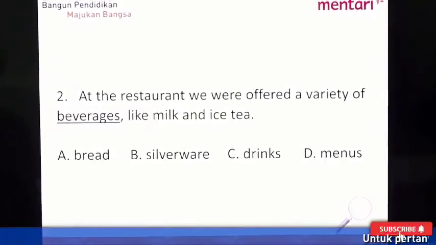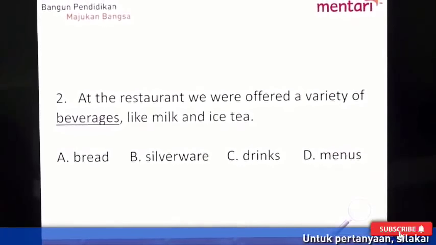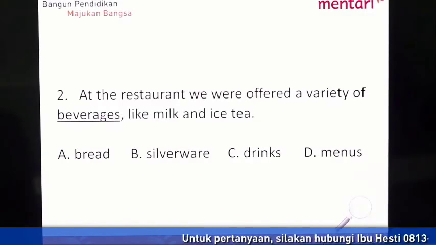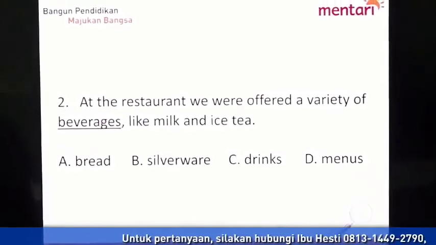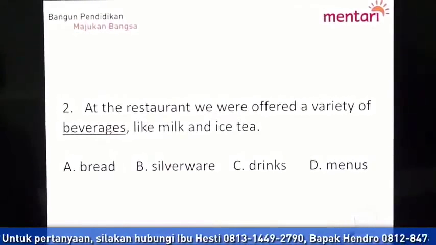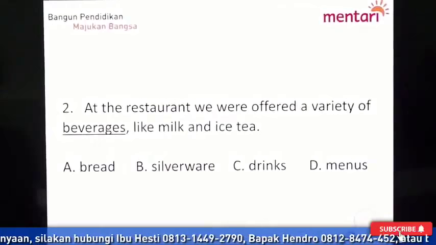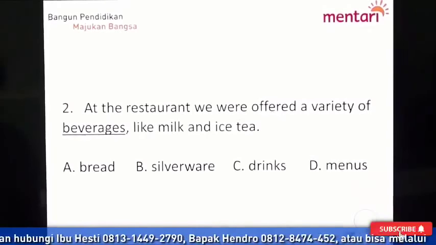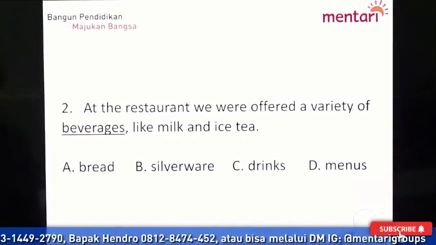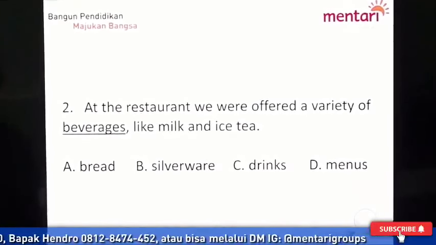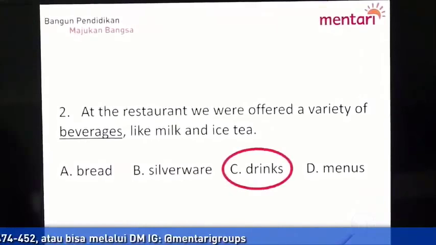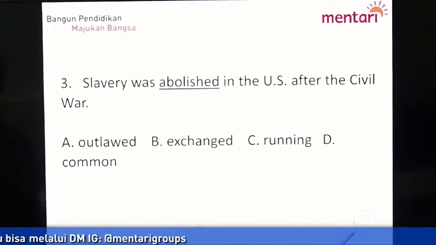Number 2. At the restaurant, we were offered a variety of beverages like milk and tea. What is the clue in this number? Like milk and tea. It's liquid. Could it be silverware, drinks, menus? You are right again. It is drinks.